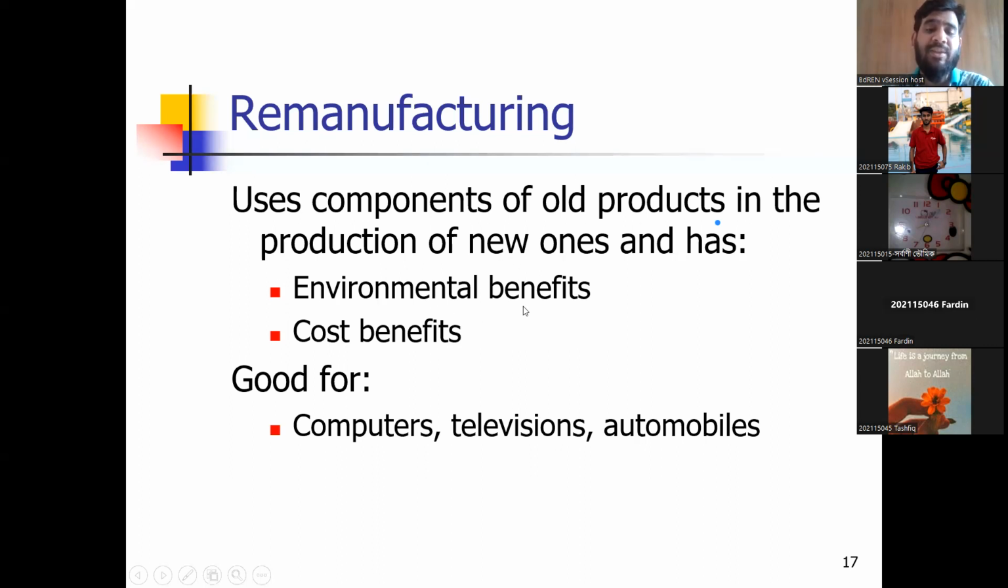Environmental benefits are there. Remanufacturing means manufacturing the same thing with improved cost benefits and environmental benefits. Good for computers, televisions, automobiles, also good for textile. Because in today's world, to produce yarn, the raw materials of yarn, what is it? Fiber.